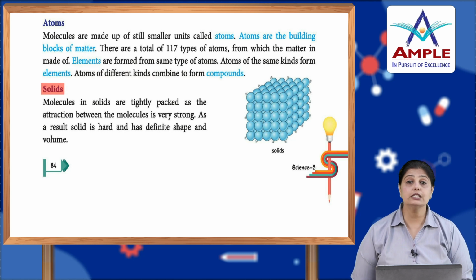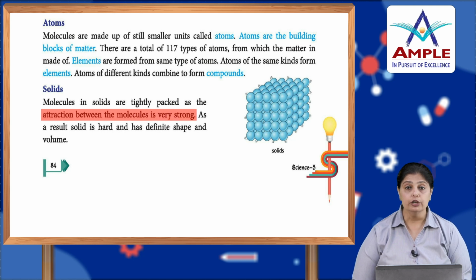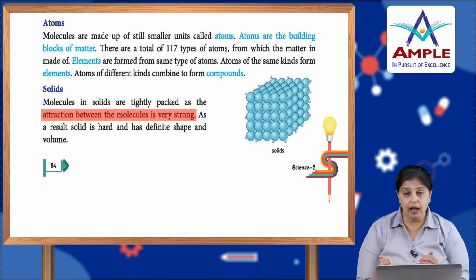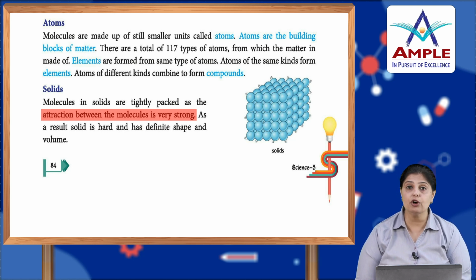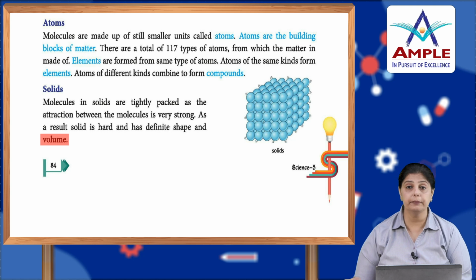Now, what are solids? Molecules in solids are tightly packed, as the attraction between the molecules is very strong. So when the attraction of the molecules is very strong, all these molecules are combined together in a tight manner. As a result, solid is hard, and it has a definite shape and volume, because the molecules are so tightly packed.